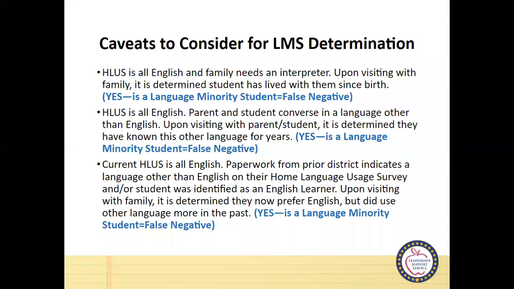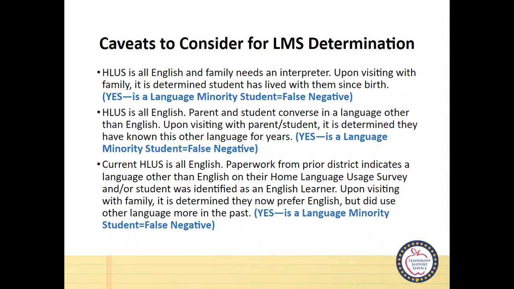A home language usage survey is all English, and the family needs an interpreter. Upon visiting with the family, it is determined that the student has lived with them since birth. Then in this situation, this is a language minority student, would be a false negative, and you would need to screen them. Another example, the home language usage survey is all English. The parent and student converse in a language other than English. Upon visiting with the parent and student, it is determined they have known this other language for years. Then this would be a language minority student, and you would go ahead and screen.